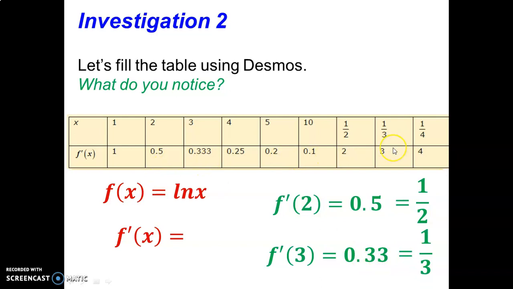Notice all the other values here. So what do you notice? What does this tell you about the derivative of ln x? Well, I hope you see the clear indication there, and it shows you that the derivative must be 1 over x, because every time you put a value into the derivative, you get 1 over that value, right? When you put a 3 in, you end up getting 1 over 3. When you put a 2 in, you get 1 over 2. When you put in a 5, you get 0.2, which is 1 over 5. Or 10, you get 0.1, which is 1 over 10. So that is the derivative of a natural log function.